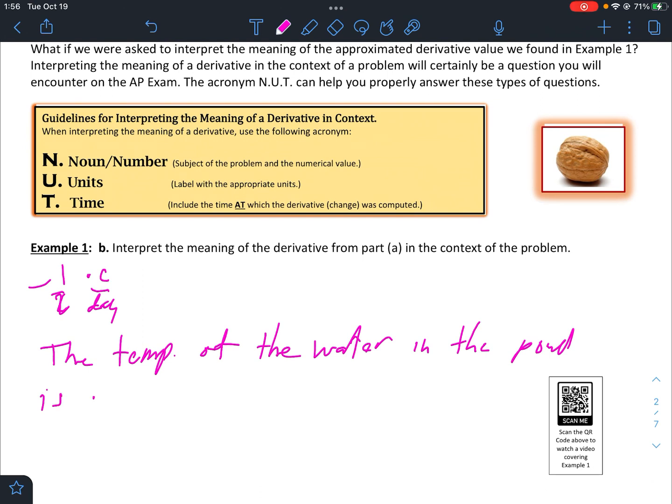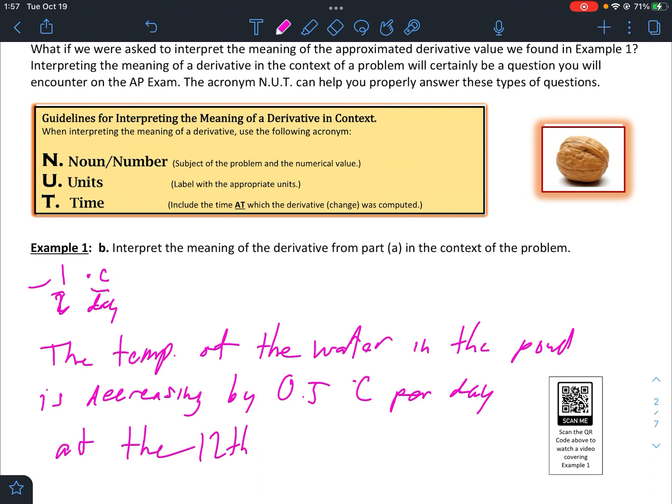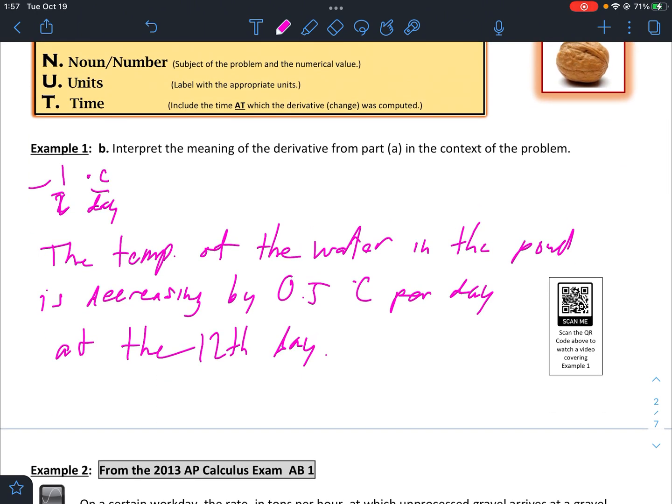All right, now what is it doing? It's decreasing by 0.5 degrees Celsius per day. And when is that happening? At t equals 12, or at the 12th day. Okay. So you can see I wrote my subject and its value. I put units down there, degrees Celsius and day, and I put the time, so the 12 was the time. That's how we interpret these problems.